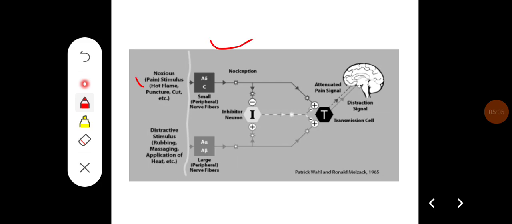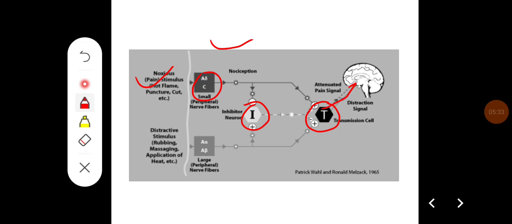When noxious stimuli stimulate A delta and C fibers, they are going to inhibit the interneuron, and the interneuron always tries to inhibit the substantia gelatinosa. That is, it closes the gate. But when these are inhibited by the A delta and C fibers, the gate is open and the nociceptive stimulus reaches the brain.